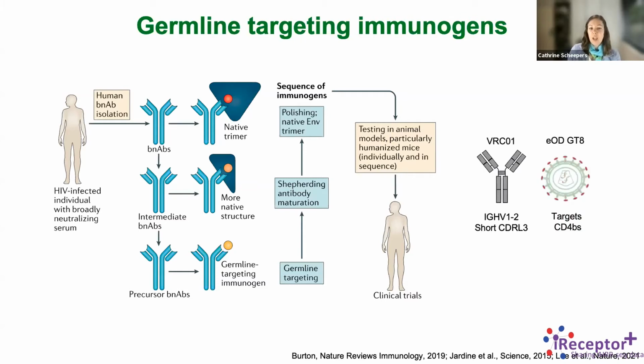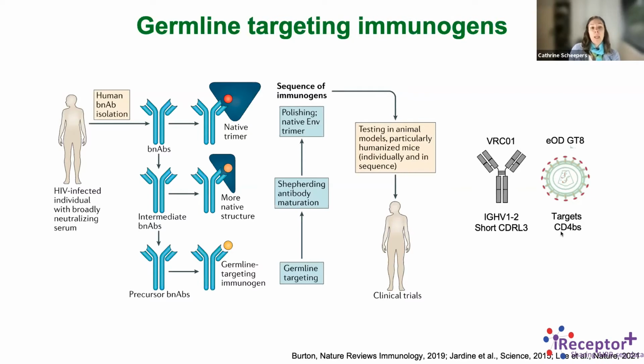An example of this is, as I showed you before, VRC01, which uses VH1-2 and has a short CDRL3. And then eOD-GT8 is the germline targeting immunogen that initially engaged VRC01. So there are many trials ongoing to do this kind of vaccine design.